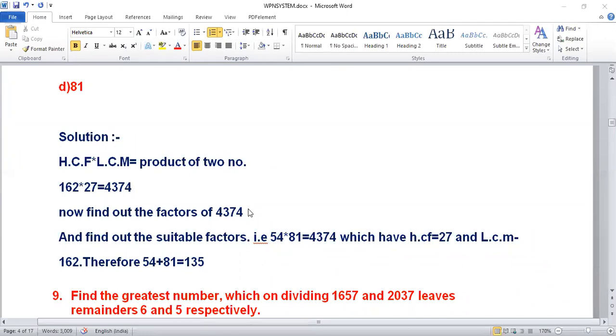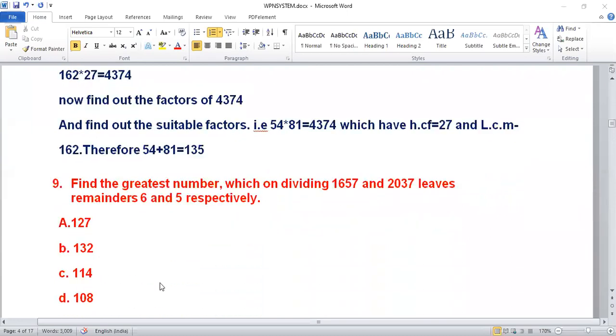I can also give you one hint: you have HCF given to you as 27 now, and the numbers are greater than 27. So the multiple of 27 is 54. If you divide this number 4374 by 54, you will be getting the other number. So you have HCF and LCM, then they're asking the sum of these 2 numbers, which you can easily find. Okay.